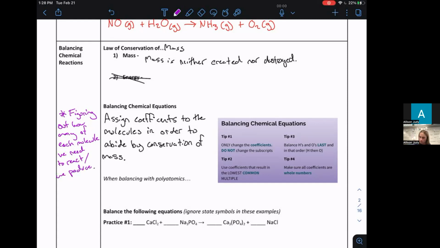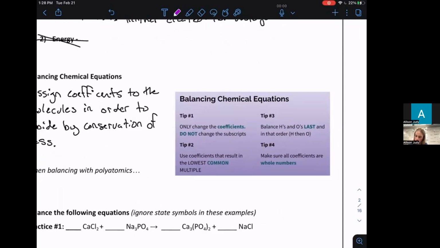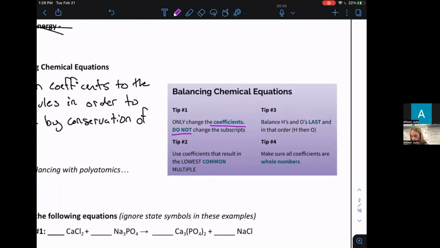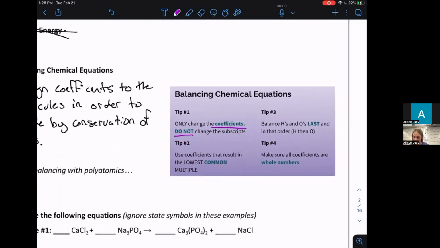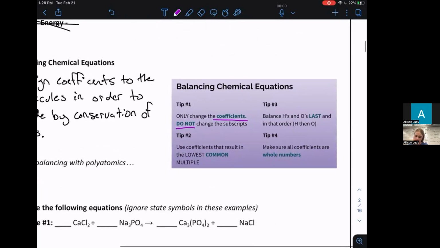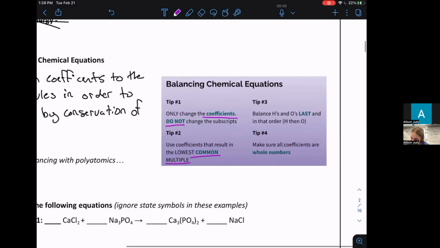These are some useful tips over here. When you're balancing chemical equations, you are only changing the coefficients, the number of each molecule that you have. You're not changing the subscripts. If you start changing the subscripts, you're going to end up with bad compounds that don't actually exist. Second tip is to use the coefficients that result in the lowest common multiple. You could always just multiply everything by 2, but when you're writing it, you should go for the lowest common multiple of the coefficients.